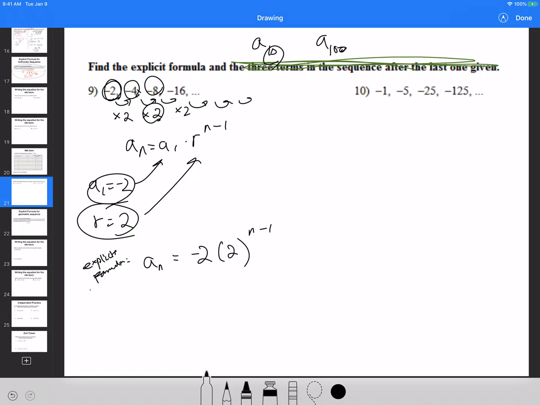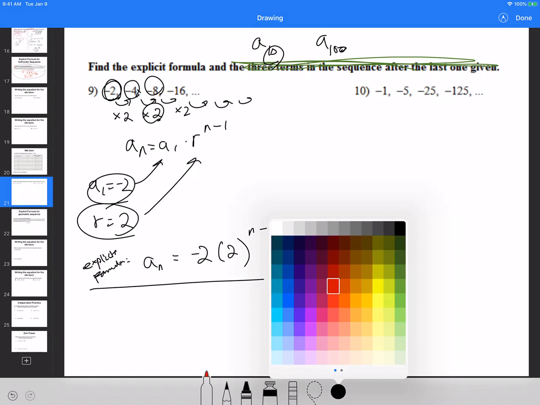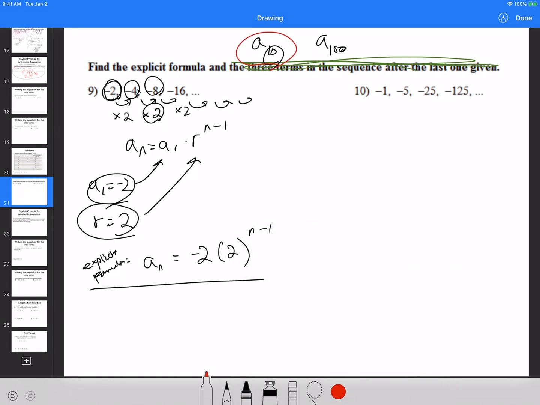Okay, that's just the explicit formula. Now to do the final question where it says I want to find out what a sub 10 is, you have to make sure that the n value is 10. So negative 2 times 2 to the 10 minus 1, negative 2 times 2 to the 9th power. If you type in 2 to the 9th power on your calculator, it's 512, times negative 2. So my final answer should be negative 1024 if I were ever asked that question.